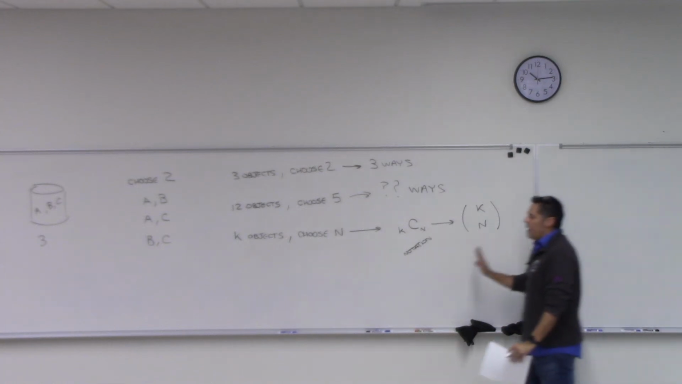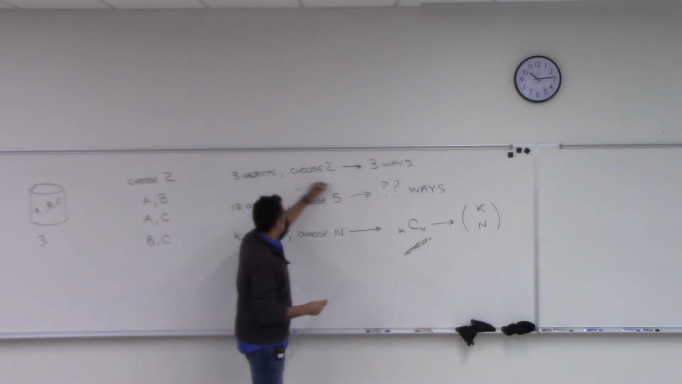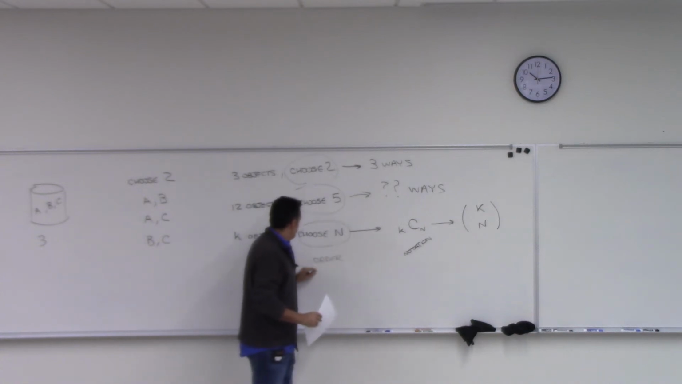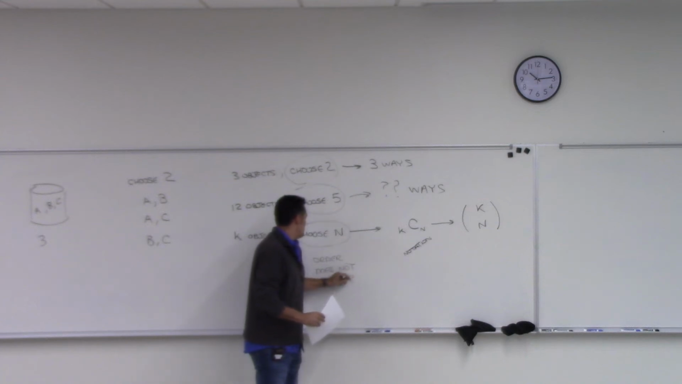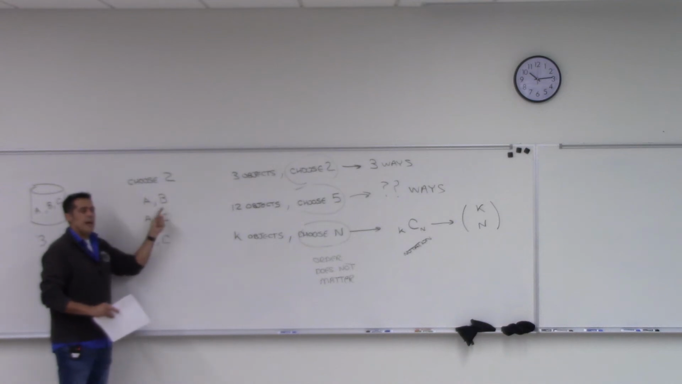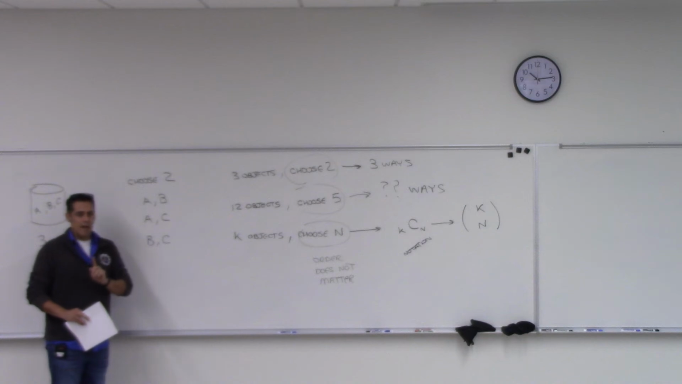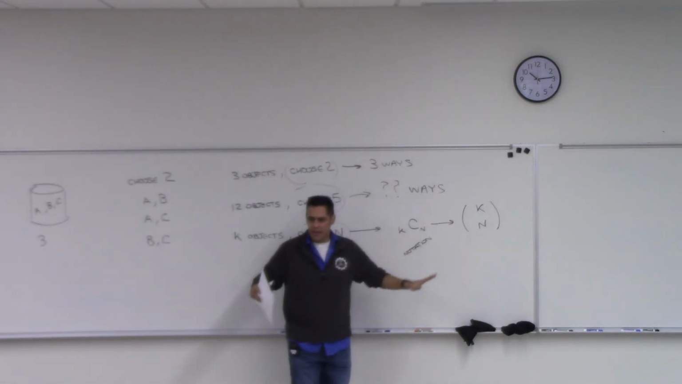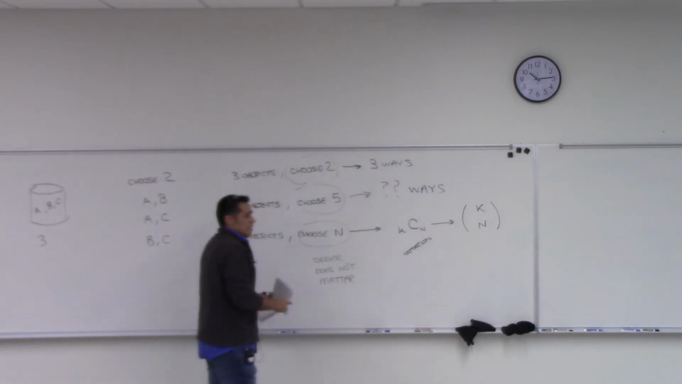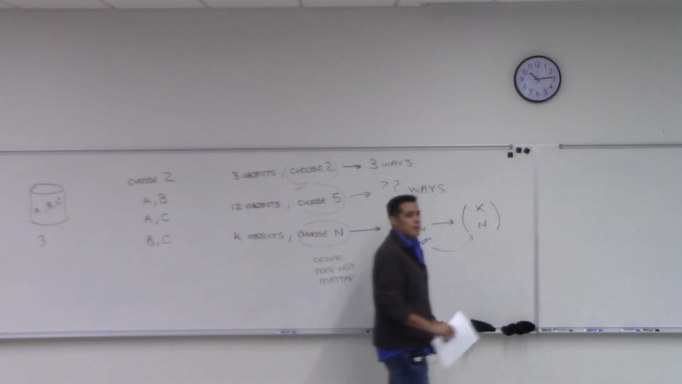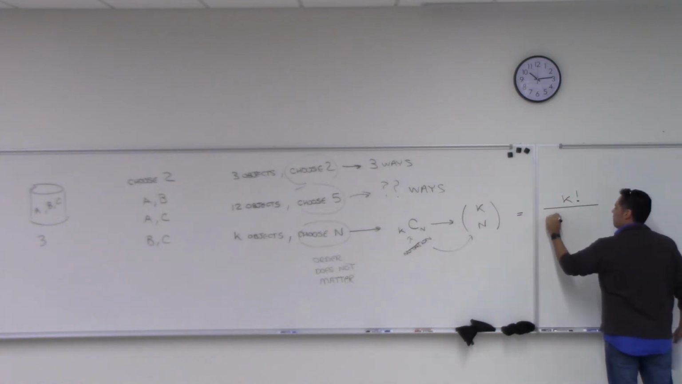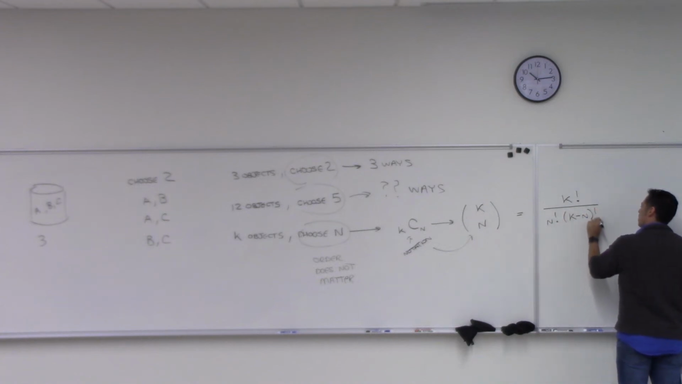Again, let me point out that when we choose these, the order does not matter. In other words, I think y'all understand this, but what I'm saying is that AB is the same as BA. There is another formula if you want the order to matter, which means that AB is distinct and different than BA. That's called permutations, and we do K P N, but I'm not even going to get into that. I'm just going to stick with this one. So this is the notation. Now, here's the formula for it. The formula for this is K factorial over N factorial times K minus N factorial.